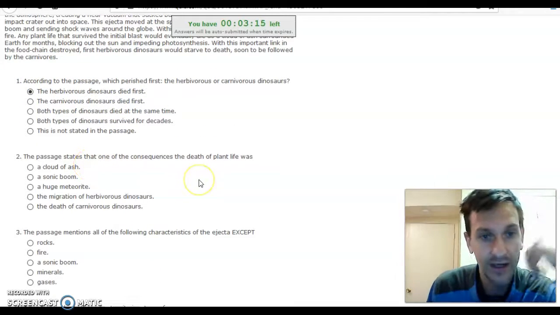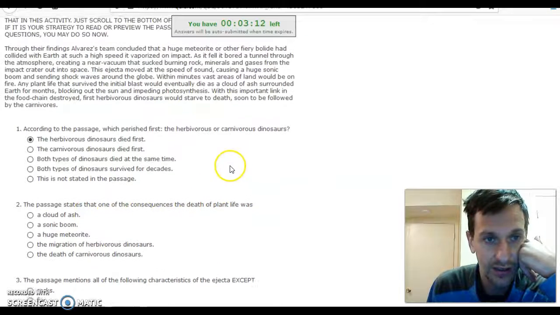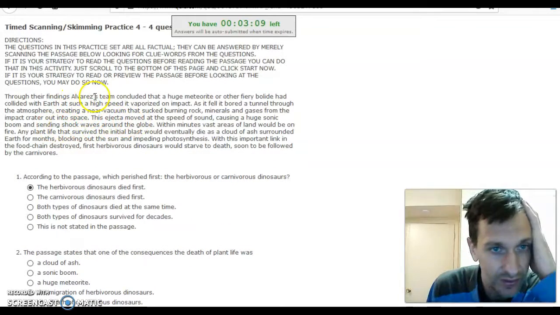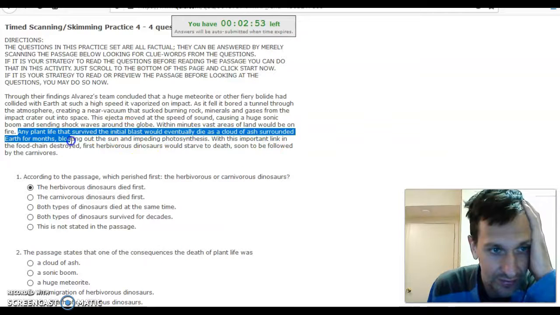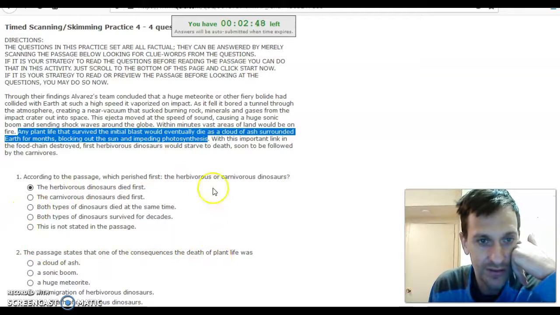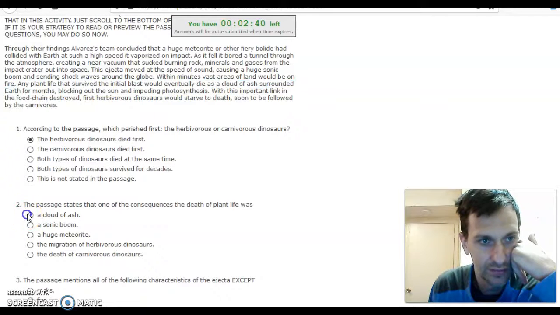The passage states that one of the consequences of the death of plant life was... All right, death of plant life. Let's look for plant life, death. We're scanning. Any plant life that survived the initial blast as a cloud of ash surrounded Earth, blocking the sun and impeding photosynthesis. A cloud of ash surrounded Earth for months, blocking out the sun, with the important link in the food chain destroyed.